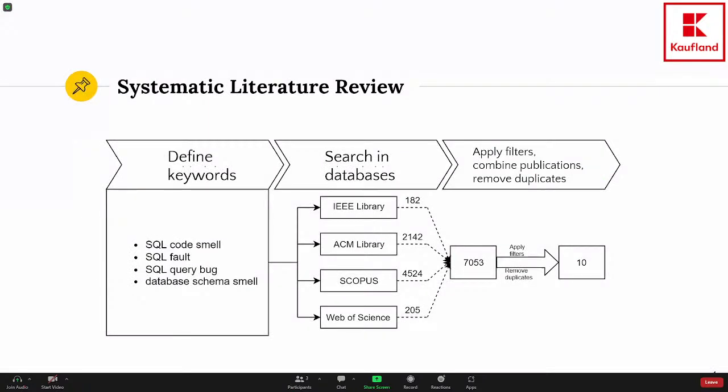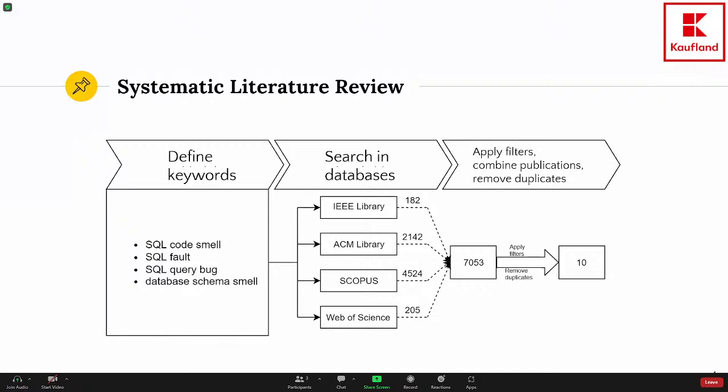The first step in a systematic literature review process is to define keywords. We can see that I defined 4 keywords that I used for searching the databases. After all the articles that I found, I selected 10 that are in English, are fully available online, and whose main subject is SQL code smells. Some of them talk about SQL code smells from the student perspective regarding misconceptions, and some of them propose new tools to improve the learning process.